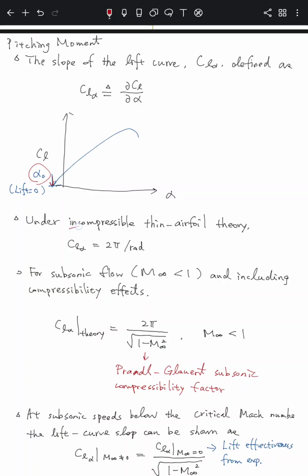Under incompressible thin airfoil theory, we can write down CL alpha equals 2 pi over radius. For subsonic flow including compressibility effects, CL alpha equals 2 pi over beta, which is the root of 1 minus Mach number squared, and this factor is called the subsonic compressibility factor.